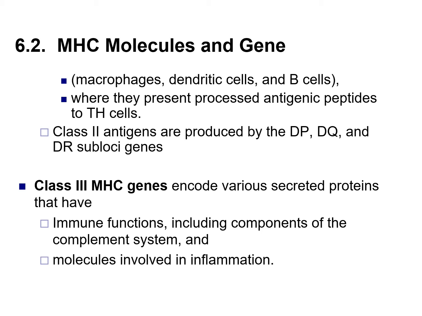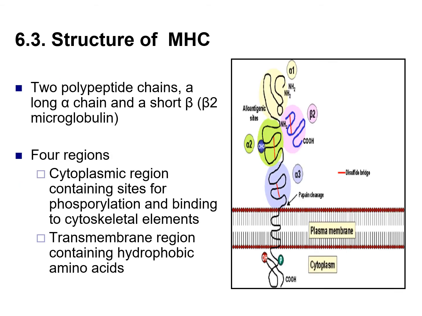And then thirdly, the class 3 genes encode different proteins that participate in activation of the complement and the molecules that are involved in inflammation. Right, so we can see here the structure of a class 1 molecule.